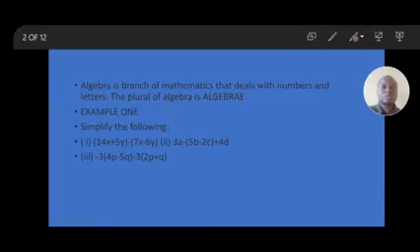First and foremost, let us see the meaning of algebra. Algebra is a branch of mathematics that deals with numbers and letters. The plural of algebra is Algebrae, as you can see there, circled.